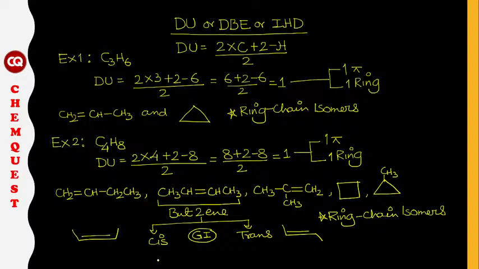We are going to discuss the next part of our isomerism part. Next one is chain isomers. Chain isomers means you have to create branching. The formula is C4H10. Our first compound is C4H10.